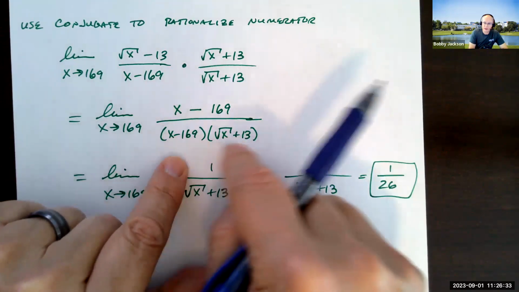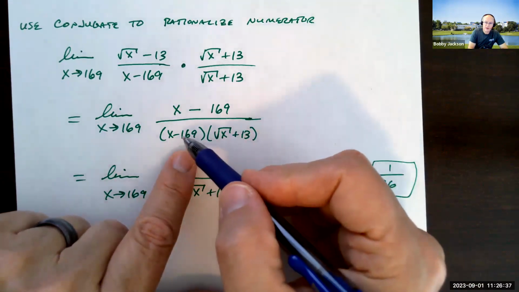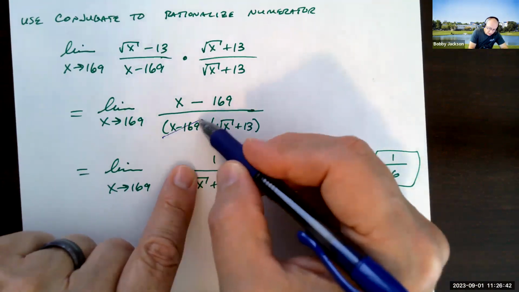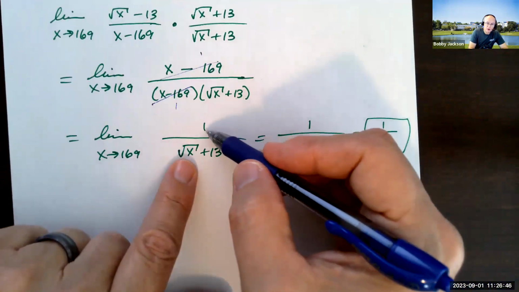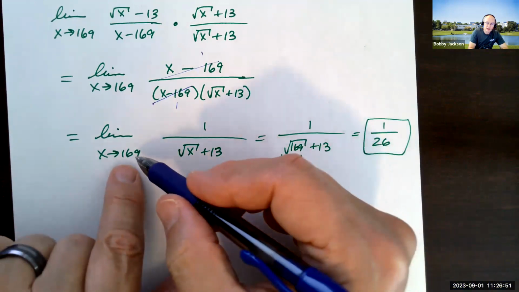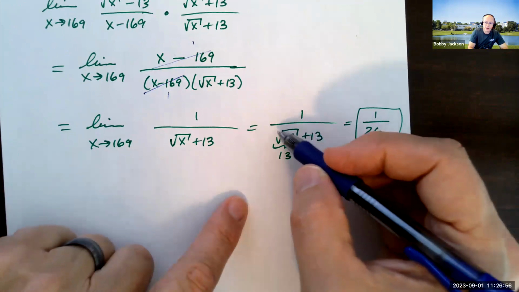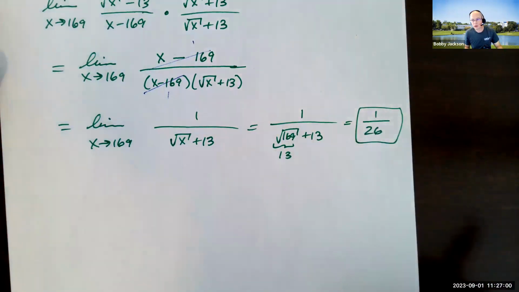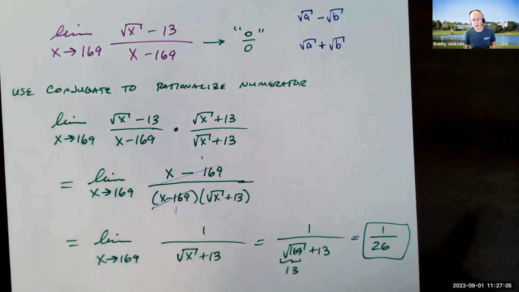Now down below, I'm just going to leave these things factored. I'm not going to FOIL this out. I would not FOIL that out because you want it factored. And in fact, you can see we have a common factor of x minus 169 in the numerator and in the denominator. So I can divide top and bottom by that quantity, and I'm just left with 1 up top, square root of x plus 13 in the bottom. Let x approach 169. I replace x with 169. The square root of 169 being 13 gives my limit to be 1/26. So that is the limit of the original expression.